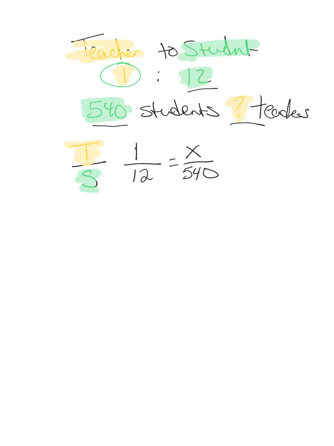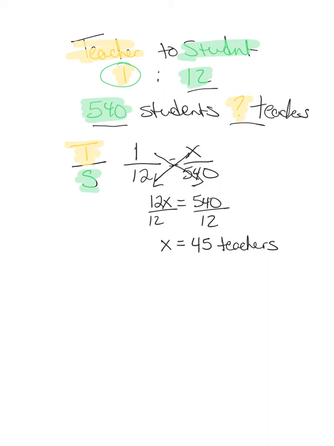Remember, I said anytime you have a proportion, you can cross multiply, and these cross multiplies are going to be equal to one another. So if we go 1 times 540, we get 540 equals X times 12 is 12X. You divide by 12 on both sides, and you get that X equals 45 teachers are needed to chaperone the 540 students.